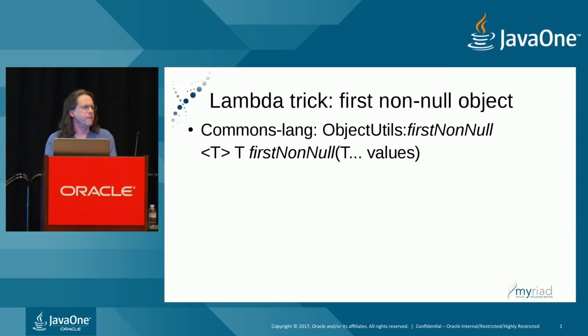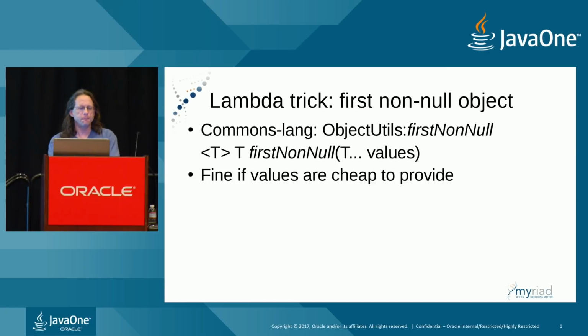So there's various libraries that can do this. Commons Lang is one of them. It has an ObjectUtils class, which has a firstNonNull method, and it kind of does exactly what you'd think it would do. It takes in a bunch of references and says the first one that's not null, that's the one I'm going to give you back, and if they're all null, I'll give you null back. So this is fine as long as all the data that you're providing, or at least all the data after the first instance, are cheap to provide.